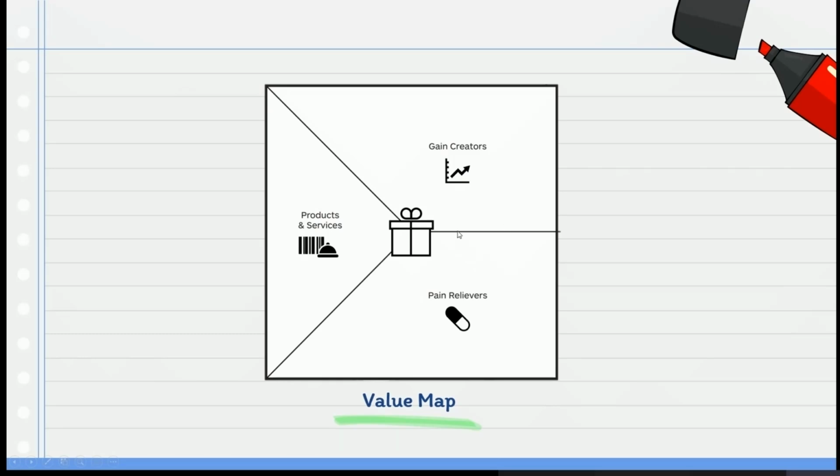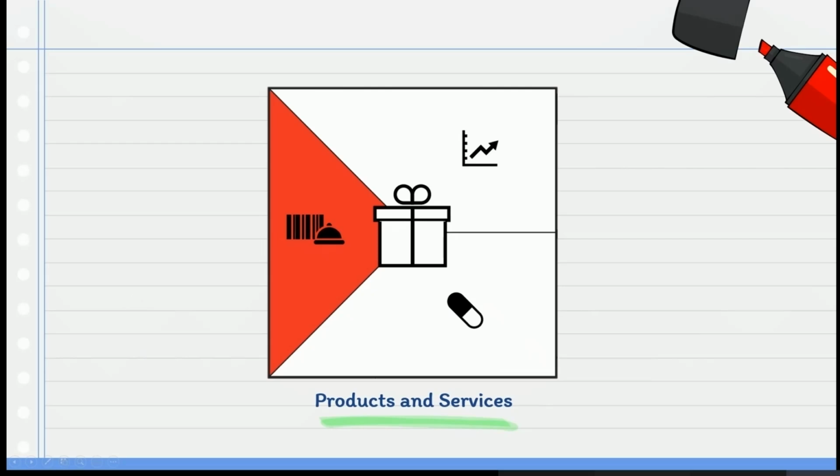If we look at it here, it's actually like a square, and they divide it into three areas, similar to the customer profile. If you look at it here, there's product and services. So let's start with the product and services. Here, you need to think about what kind of product or services will help you deliver to your customer what they are looking for.